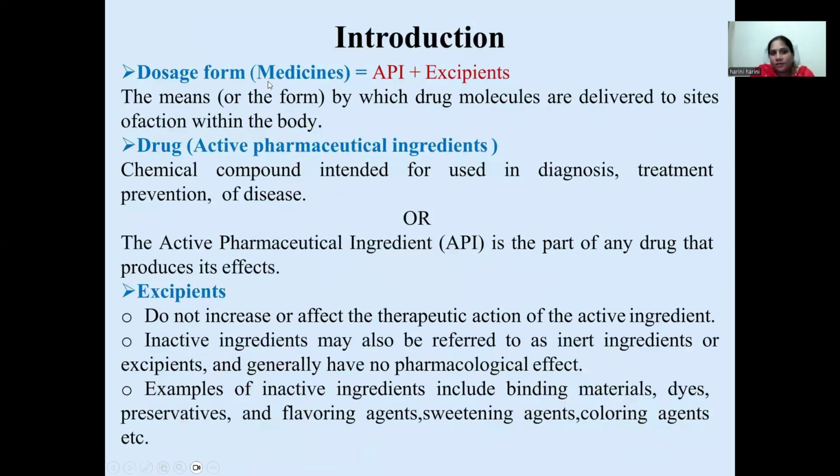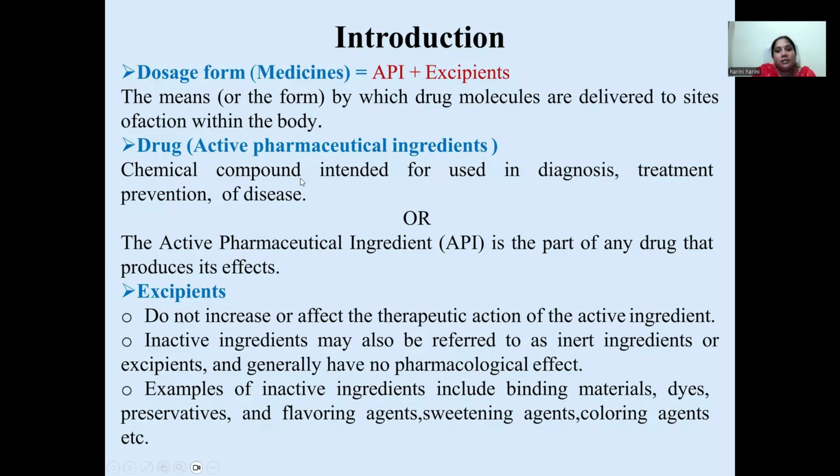So dosage form, as I've said, is a combination of active pharmaceutical ingredient and excipient. API, as I've already said, is nothing but active pharmaceutical ingredient. And apart from the API, in our dosage form, we'll have excipients. So excipients are the supporting characters of these active pharmaceutical ingredients. The dosage forms are nothing but the means by which the drug enters into the systemic circulation. Systemic circulation is nothing but our blood, from where it reaches the site of action.